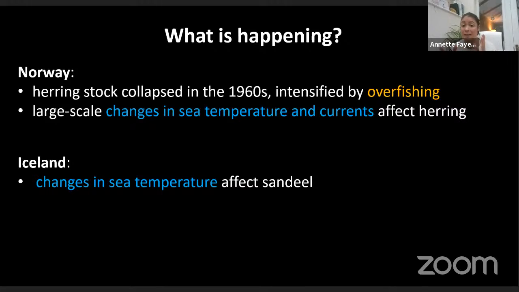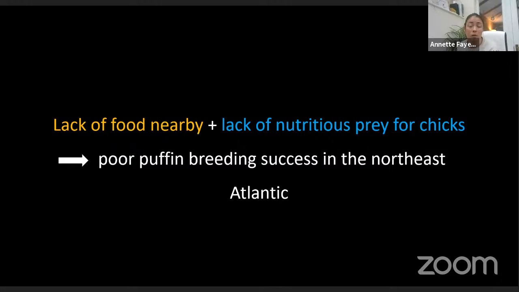And in Iceland, it's a little bit similar. We know there's already something called the Atlantic multidecadal oscillation that is a cyclical environmental factor that changes the availability of sand eels, but this is being amplified by global warming, and that is really affecting the growth of the sand eels and also the timing. So what's happening is that there's just not enough food nearby these colonies of puffins, and also there's not enough good food even further out for the chicks, and that leads to really poor puffin breeding success in the Northeast Atlantic. And ultimately this leads to population declines because there are no new young puffins to replace the older ones in the populations, and so the population declines.